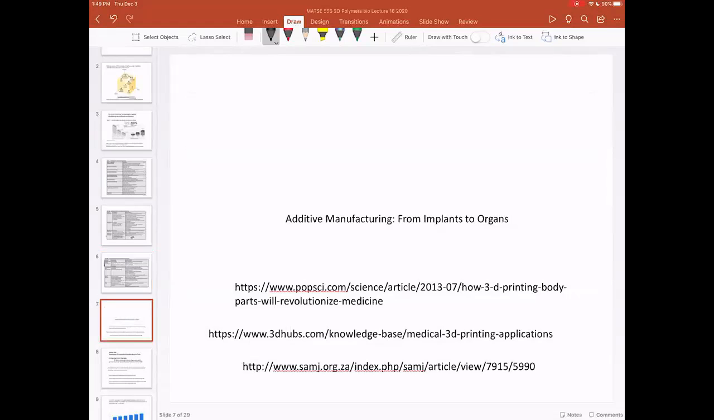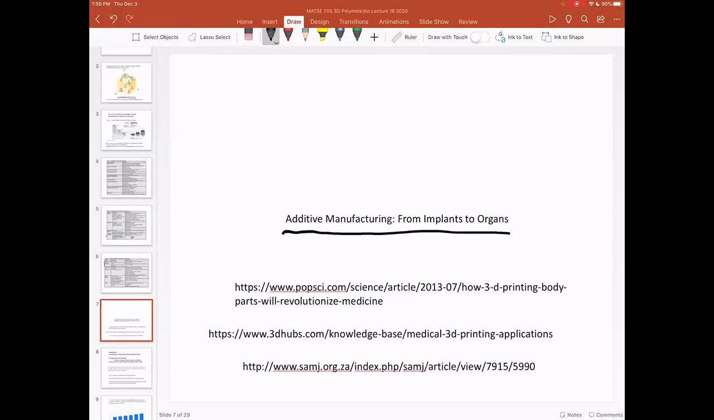So there are some nice websites on this. This is one of the articles from Popular Science, additive manufacturing from implants to organs. Right now, people are doing additive manufacturing of hip implants and other biomedical technologies. And the vision is eventually they'll be able to 3D print a liver or a heart, or 3D print something that's a scaffold for growing a new organ from it. So we'll go through some examples like that, but that's really where things are headed.